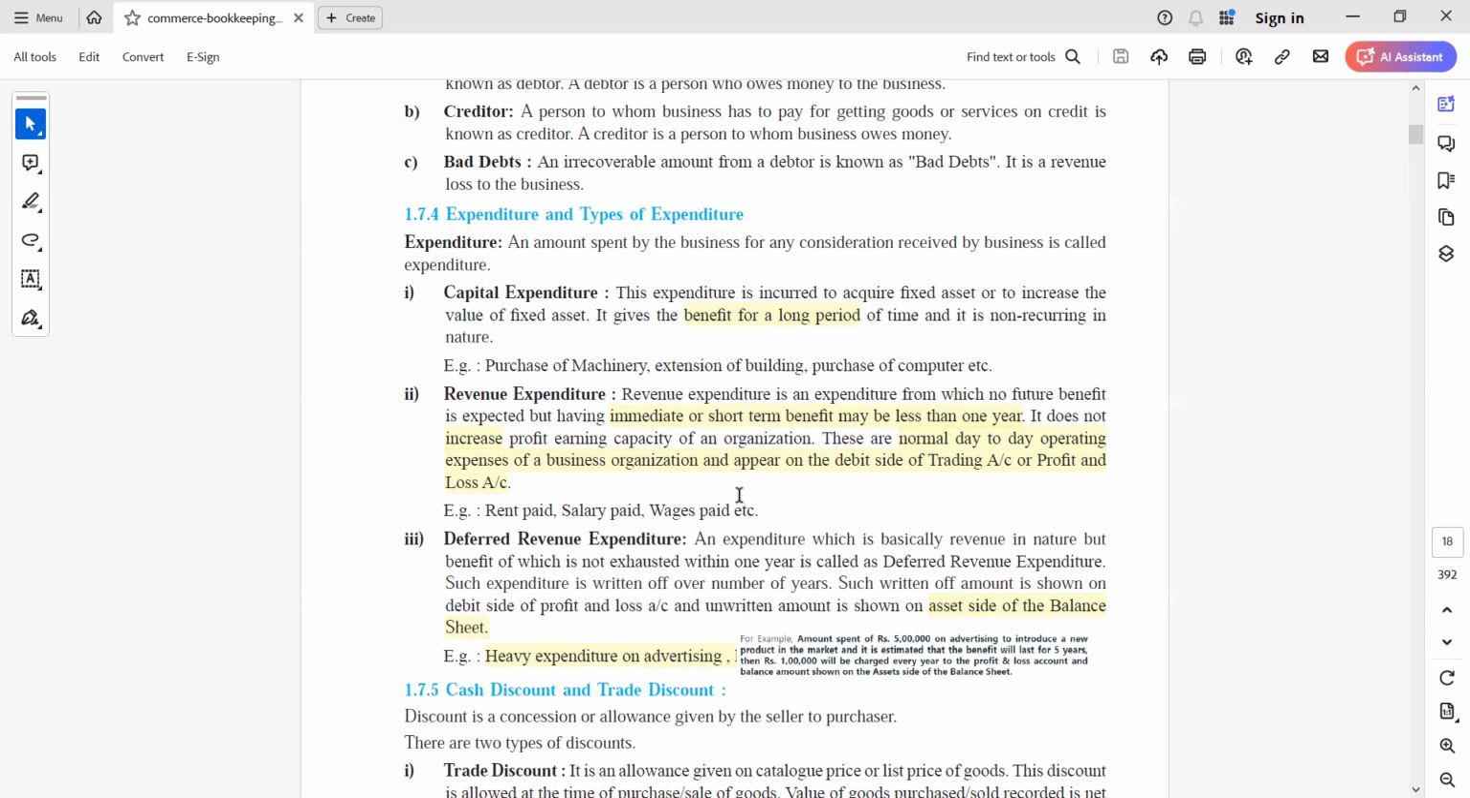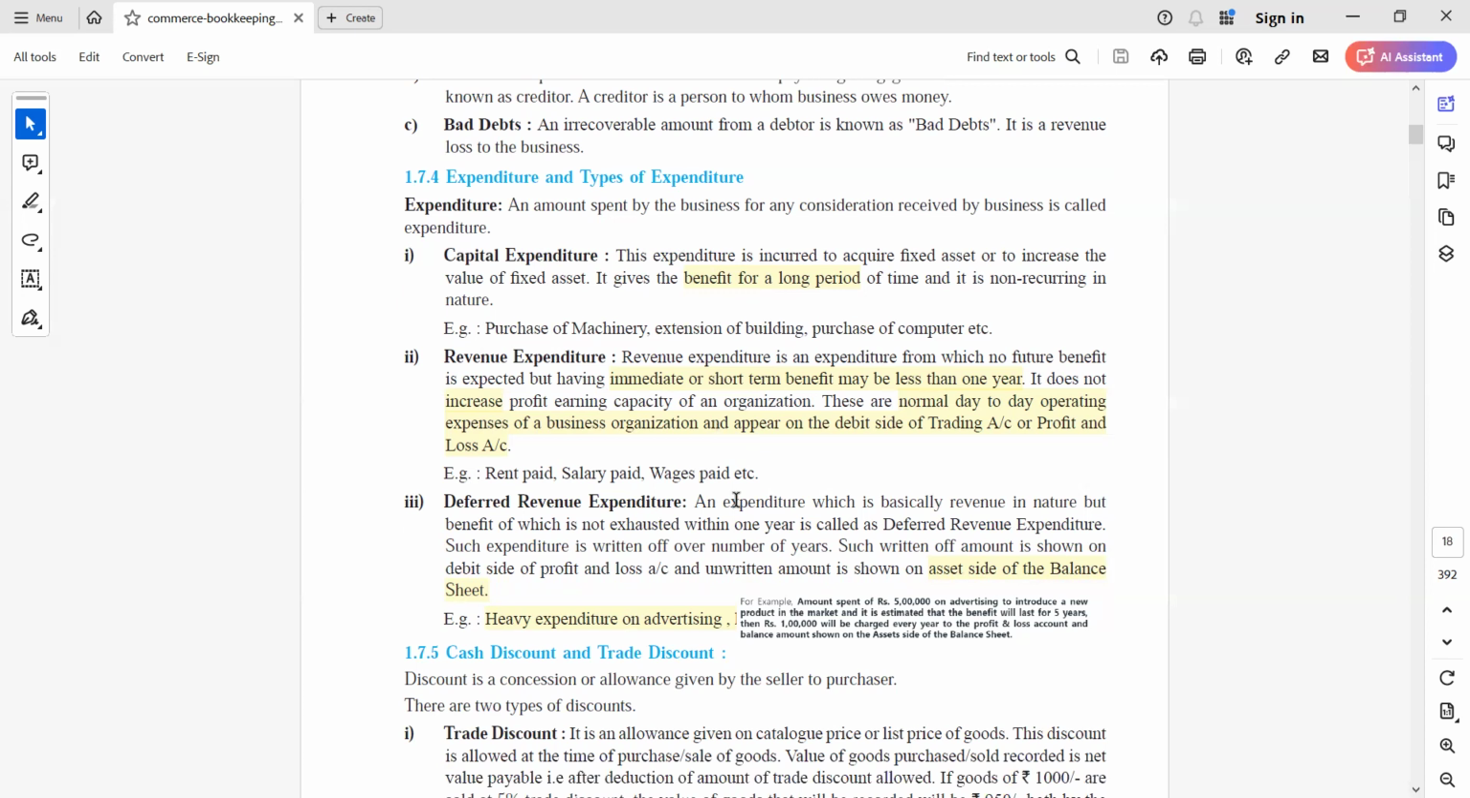computer. Revenue expenditure. Revenue expenditure is an expenditure from which no future benefit is expected, but having immediate or short-term benefit, maybe less than 1 year. So it is very clear the benefit received by the business is for a short term or lesser than 1 year. Okay, so maybe purchase of goods is called revenue expenditure, or even any administration expense, salary expense.